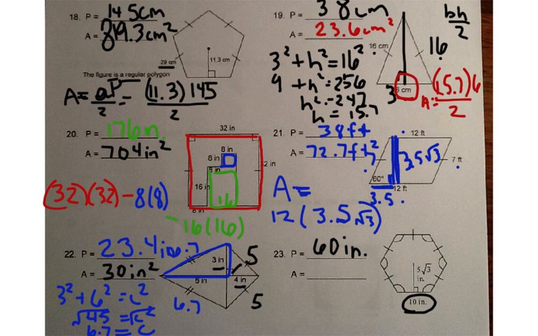Now, to find the area, I'm going to take the little a, which they have given me to be 5 square root of 3, multiply that times the perimeter, which is 60, we just figured that out, and divide by 2. You can do this in your calculator. You're going to need to round to the nearest tenth. That's going to give you 259.8 inches squared.